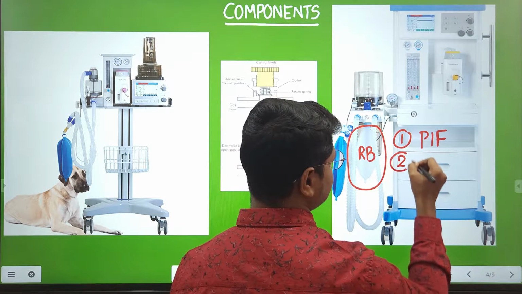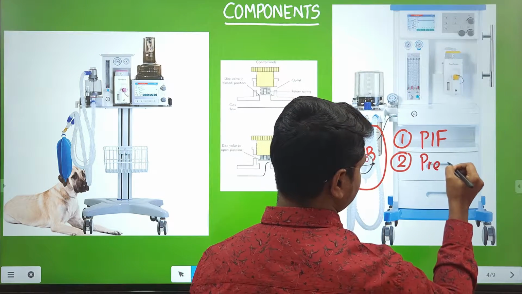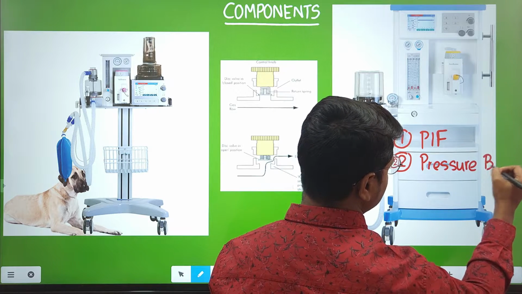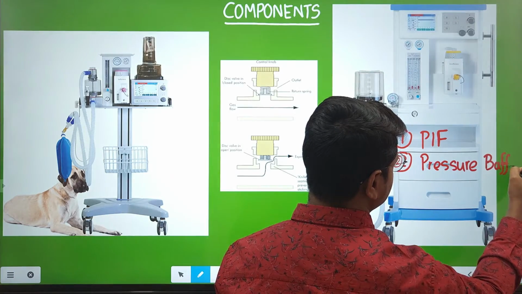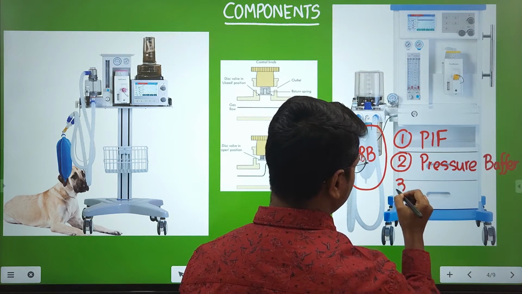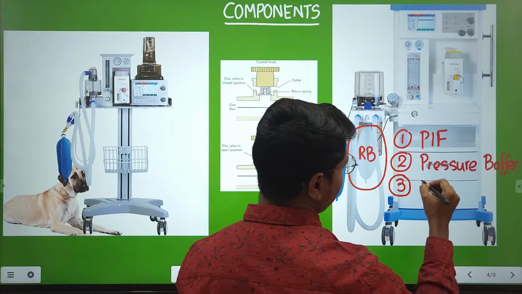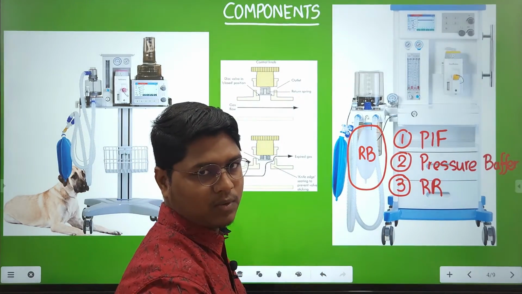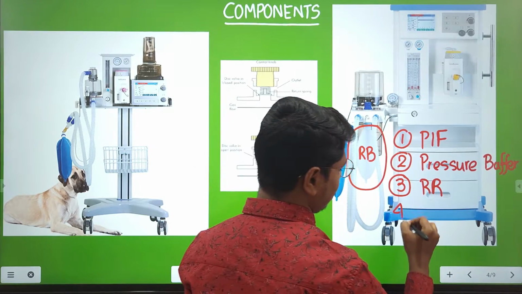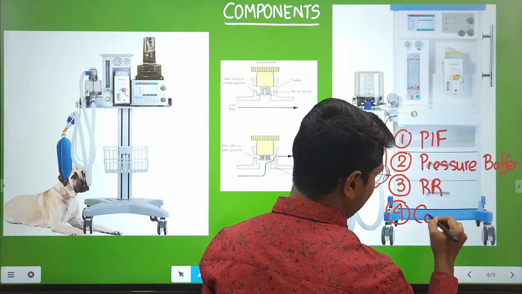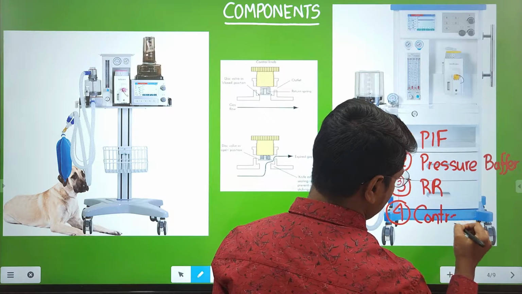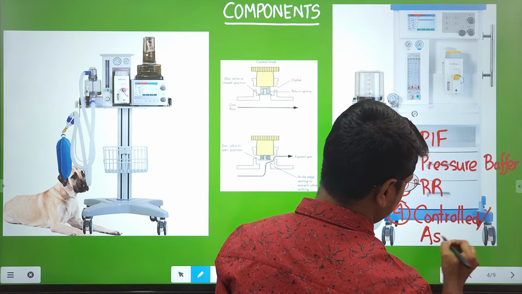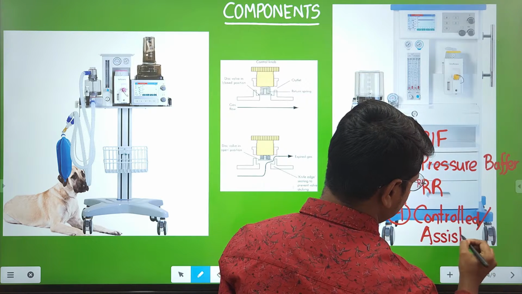Second, it also acts as a pressure buffer. It maintains the pressure of the breathing circuit. Third, you can monitor the respiration rate by looking at this reservoir bag. And fourth, it also helps in controlled or assisted ventilation.